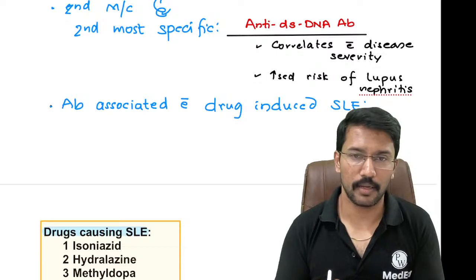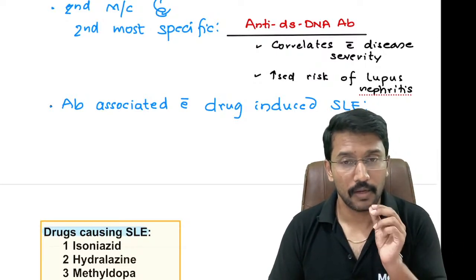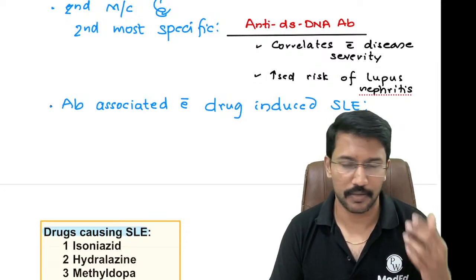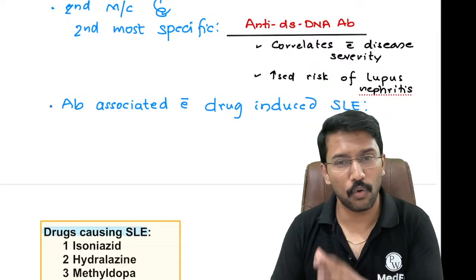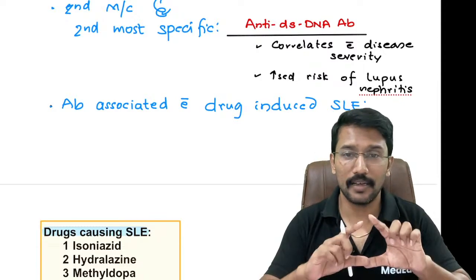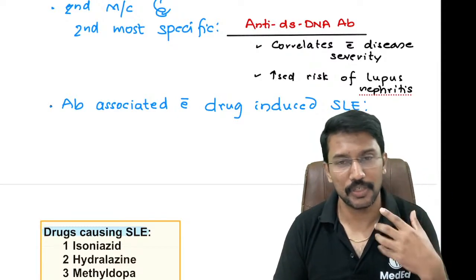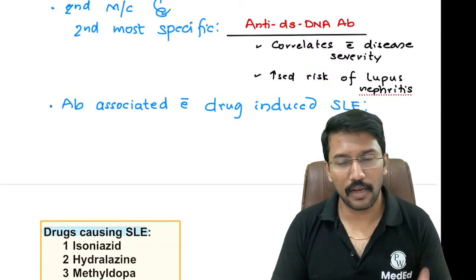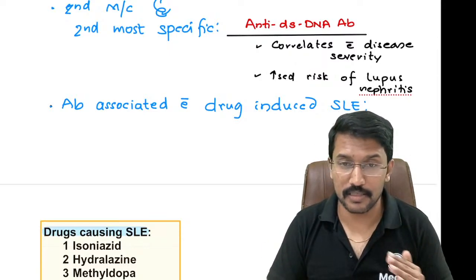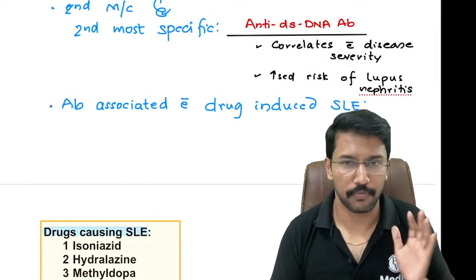Which of the following antibodies correlates with disease severity in SLE, or which of the following antibodies can be used to assess the prognosis in SLE? That is anti-dsDNA. Presence of which antibody correlates with increased risk of lupus nephritis? Anti-dsDNA. And in a clinically oriented SLE question, if they say there's a patient with malar rash, fever, joint pain, and now she has some urinary abnormalities and her anti-dsDNA titers are rising, it is pointing towards development of lupus nephritis.